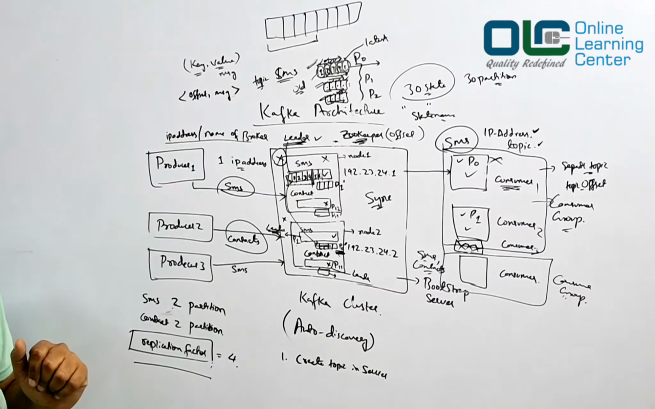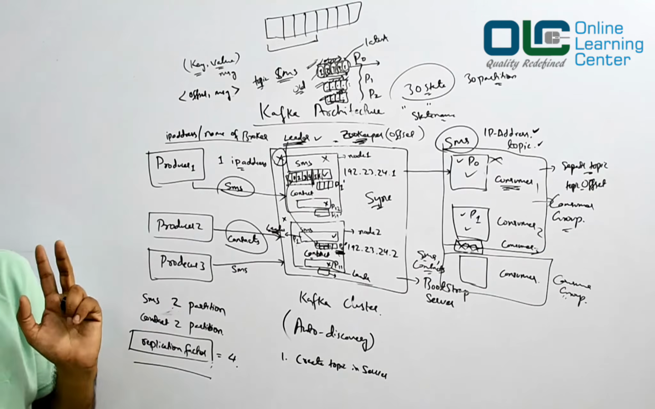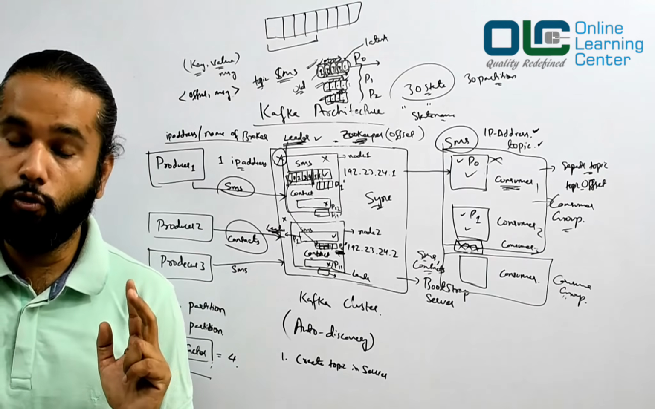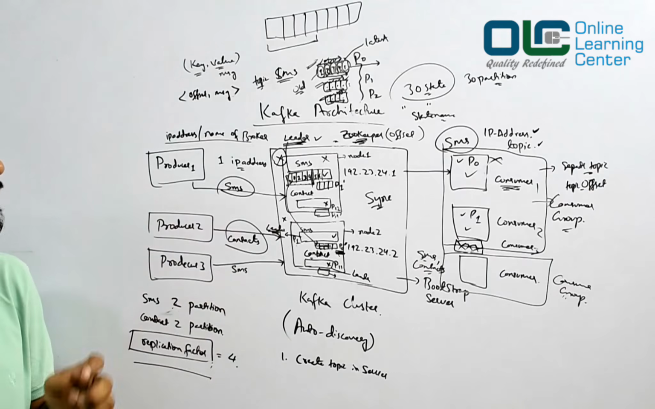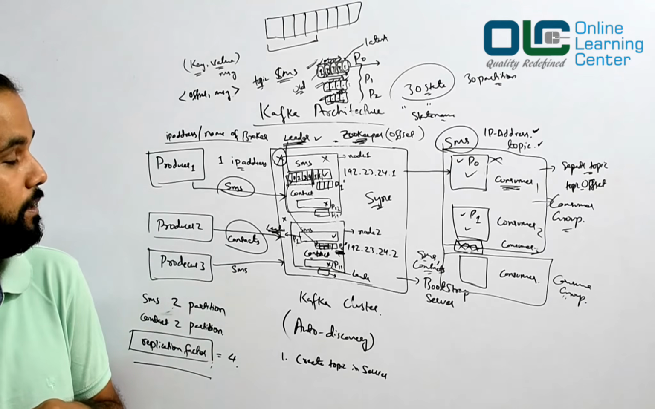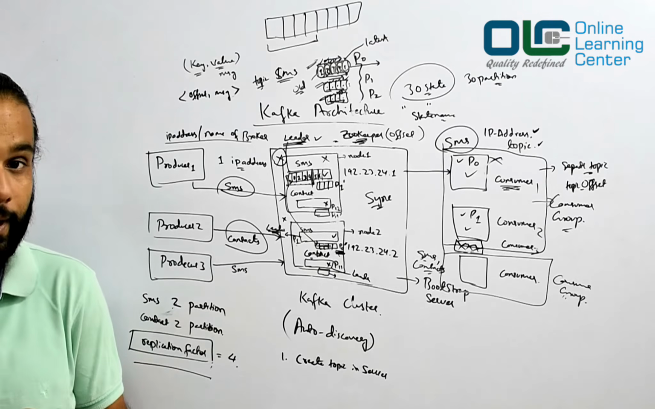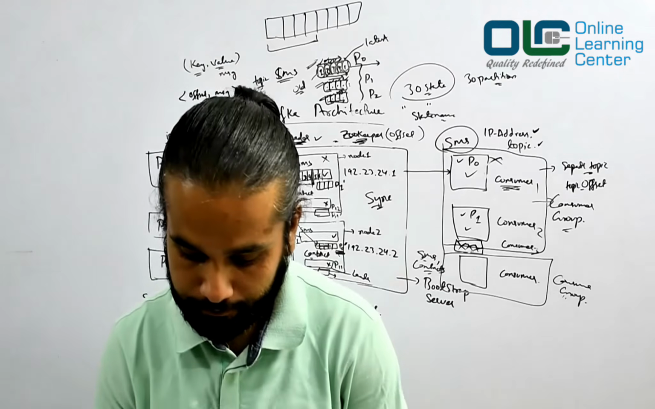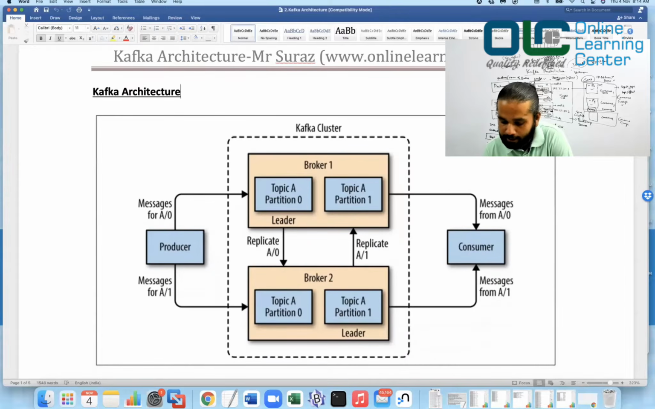So I hope you understood the whole architecture. I hope you understood what exactly goes on behind the scenes, how the partitions and all these things are related together. Let's move on to the document, and we'll go through the document now. All right, look into this diagram, and this diagram says it all. This is what I want you to understand very thoroughly.